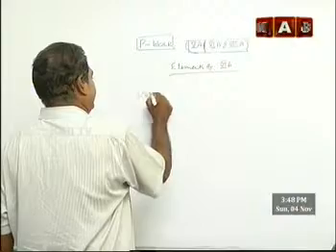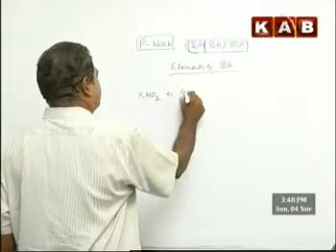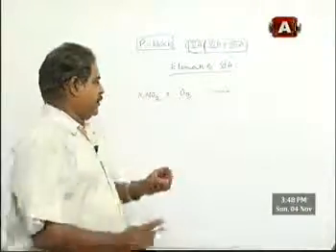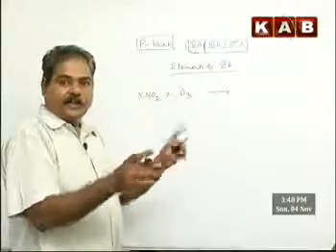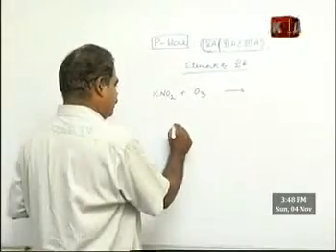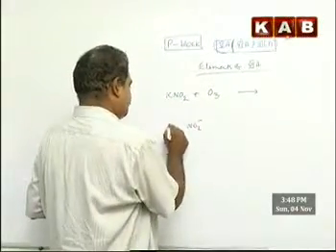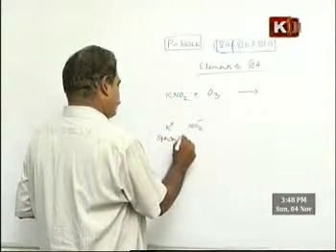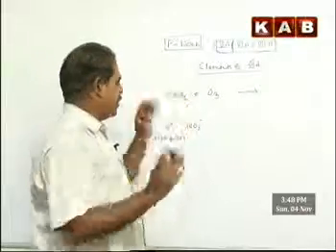KNO2 plus O3. How to understand? How to predict the products? You break it: K plus is a spectator, it doesn't do anything, it has no role to play. And you have NO2 minus. What about NO2 minus? K plus is a spectator, forget about it. It has no role to play, not in this reaction, or for that matter any reaction.